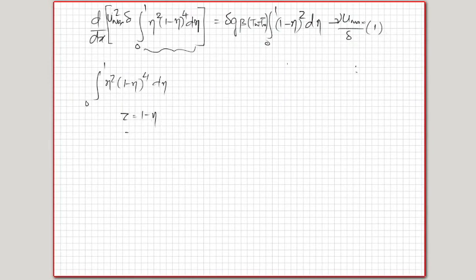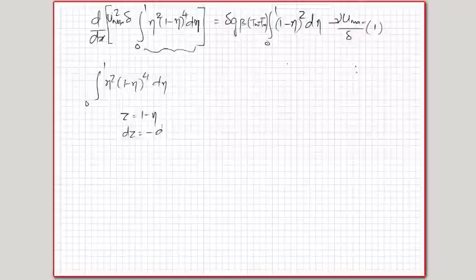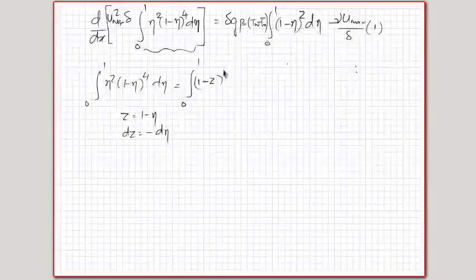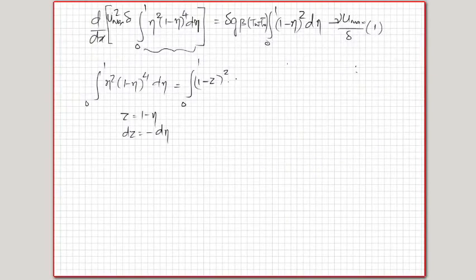Okay, so then dz will actually be minus d eta. If I substitute this as minus dz and take the minus sign here, then the limits will again change. For z, this will be 1 to 0, but when I take the minus sign, it will again become 0 to 1, so it remains the same. So this would actually become the integral from 0 to 1 of (1 minus z) whole square into z to the power of 4 dz.